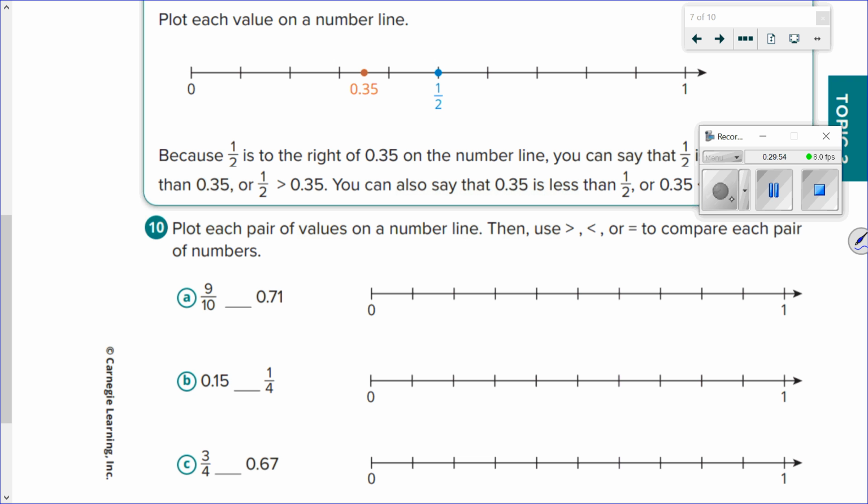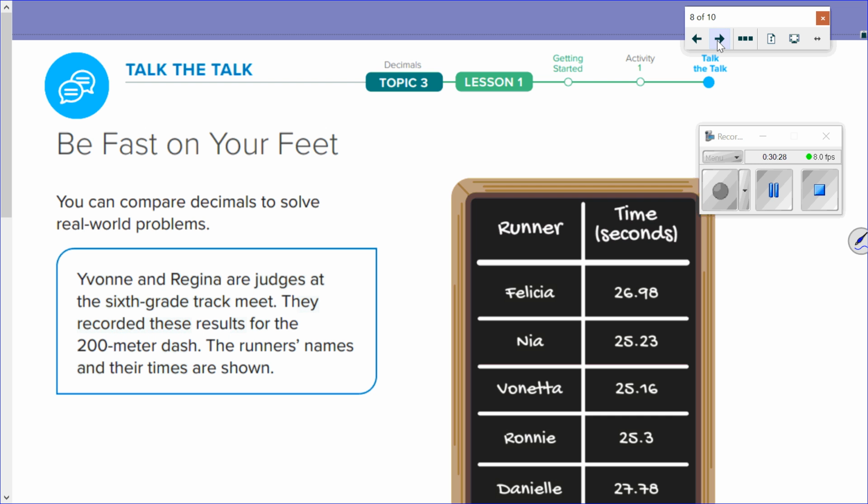Okay, our first one, excuse me, 9/10. So this is built in tenths. So 71 hundredths will be 71 right here. 9/10 would be here. So that means 9/10 is greater. 15 hundredths, that's going to be 10, 15. 1/4 is the same as 25 hundredths. So there's 1/4. There is 15. I'm sorry, that's backwards. There's 15 hundredths. There's 1/4. So that's less. And that's all we have time for because we need to go over your homework.